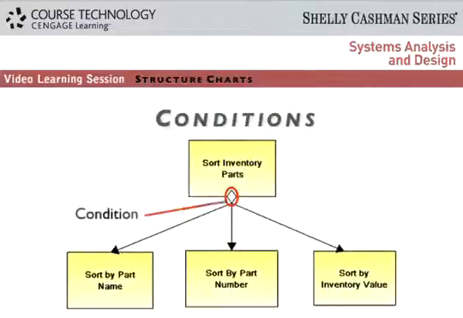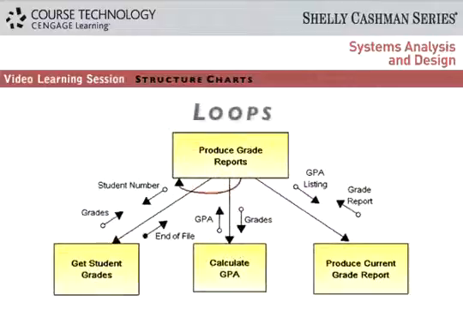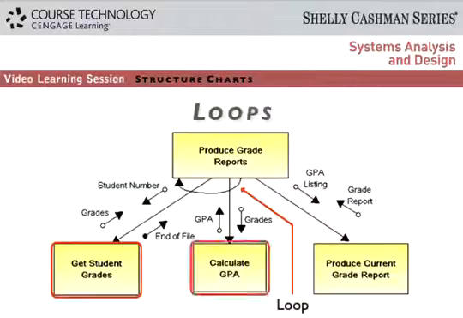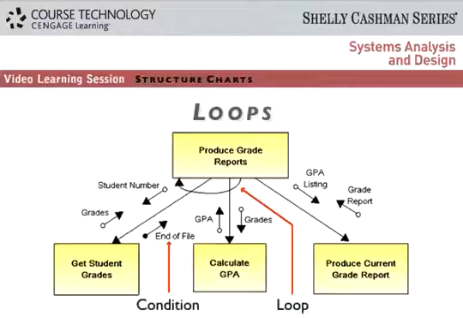A diamond shape represents a condition. The control module selects the module that matches the condition. A curved arrow represents a repeating loop. Here, the Get Student Grades and Calculate GPA modules are repeated until the end of file condition is reached.